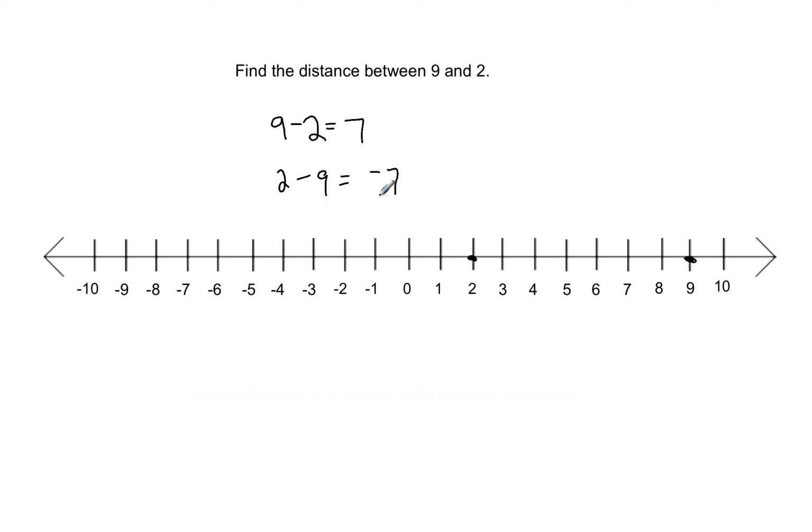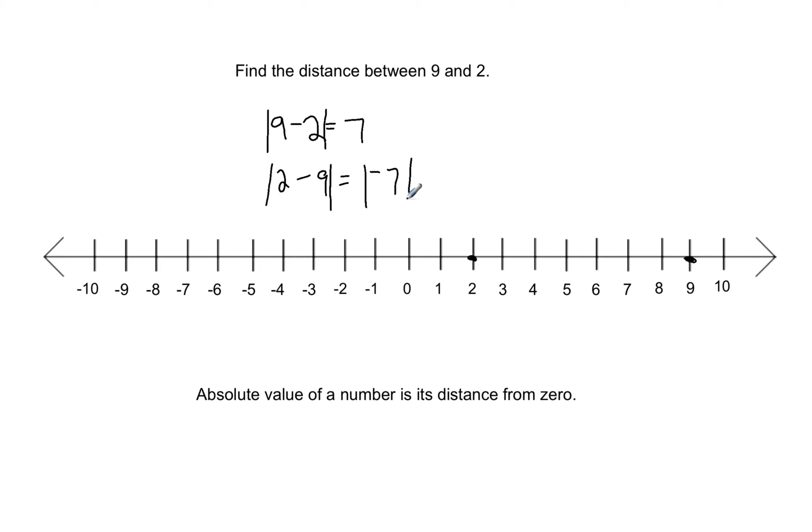So one of the things I need to do whenever I'm finding the distance between two numbers is to take the absolute value. Now, if you recall, the absolute value of a number is its distance from 0. So what I need to do is take the absolute value of the difference between these two numbers, because that will always result in a positive number. We know that distance cannot be negative, it can only be positive. So what I need to do is take the absolute value of 2 minus 9, which is equal to the absolute value of negative 7, which is equal to 7.